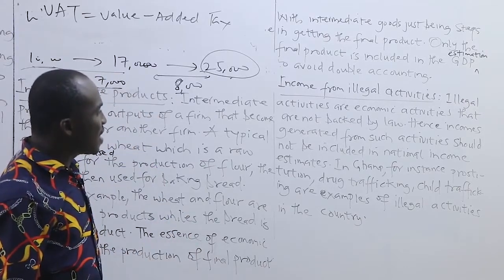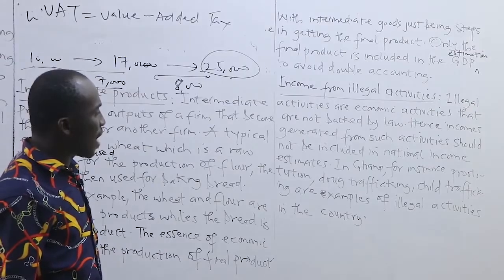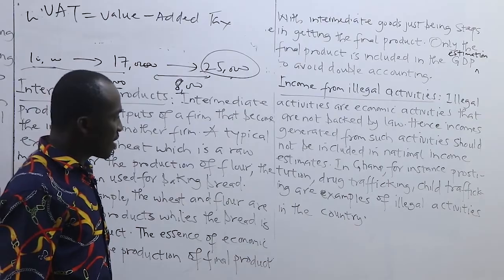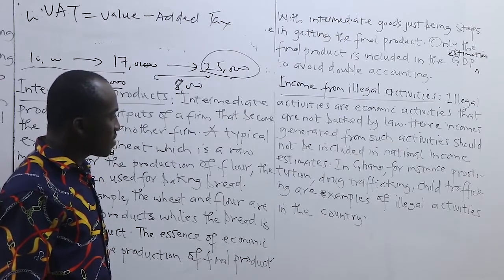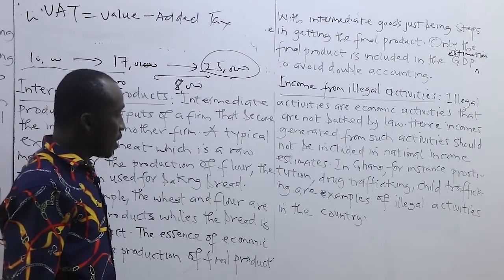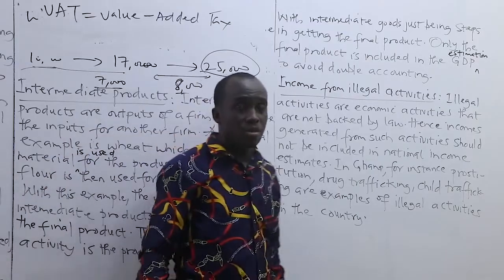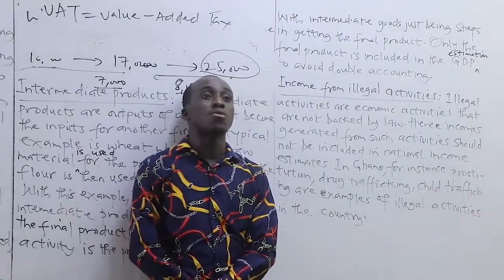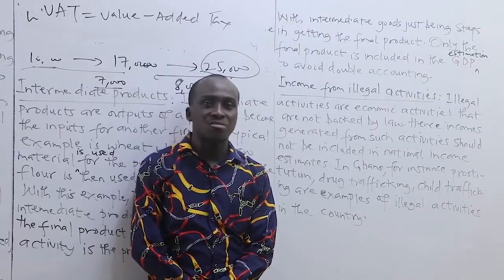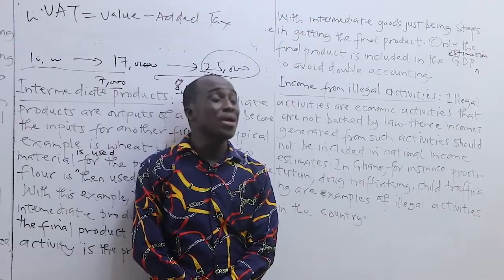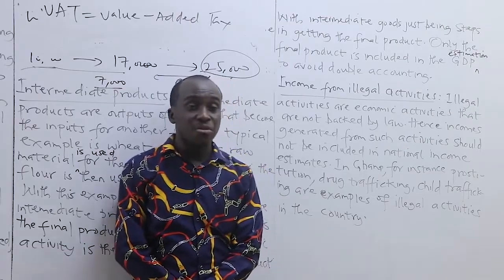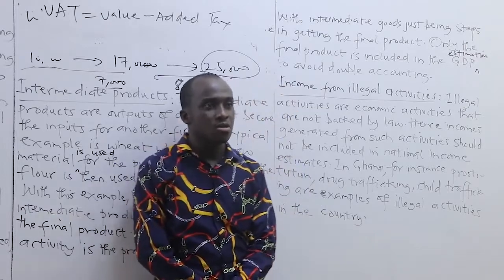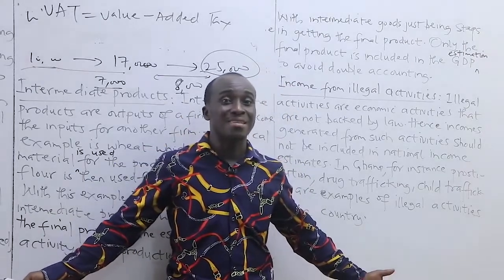Income from illegal activities. Illegal activities are economic activities that are not backed by law. Hence, income from such activities should not be included in the national income estimate. In Ghana, for instance, prostitution, drug trafficking, and child trafficking are examples of illegal activities in the economy. As these are illegal, if you are doing cocaine business and you make $3 million or $3 billion, or you do child trafficking, whatever amount of money you make, the country says these things are illegal. Once they are illegal, you don't add the money you make from them to the national estimation, because the country does not see those things as legal.